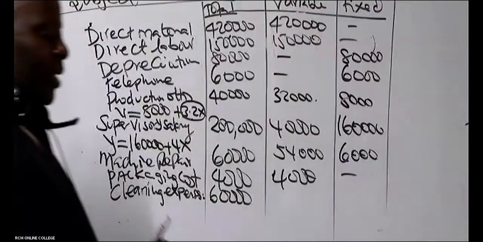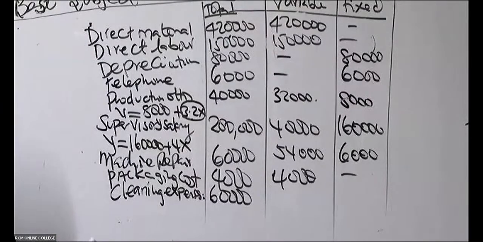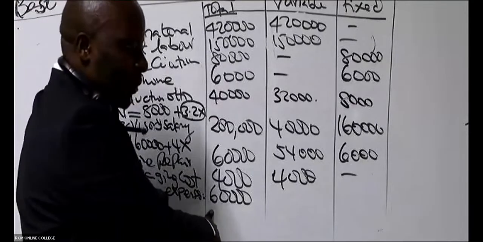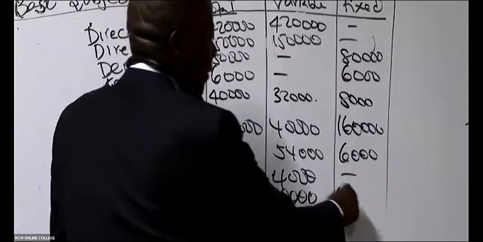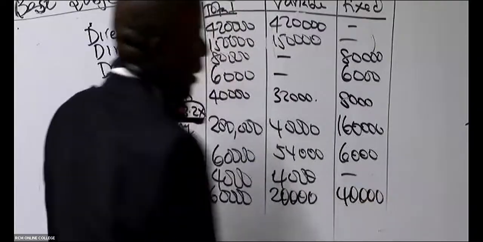All right. So what have they told us about cleaning expenses? A third is variable, isn't it? So what is a third of 60,000? 20,000, isn't it? So then the other balance will be fixed, isn't it? Which is what here?